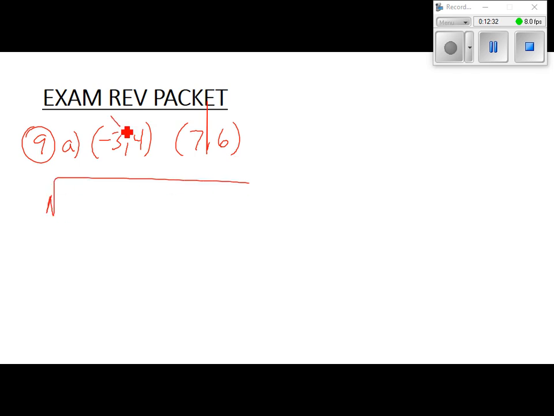Number 9, we could graph number 9. I'm not going to. They give us the points for A and B: N is negative 3, 4, and T is 7, 6. We want first the distance, so we're just going to use this. That's an x, that's a y, that's an x, that's a y.